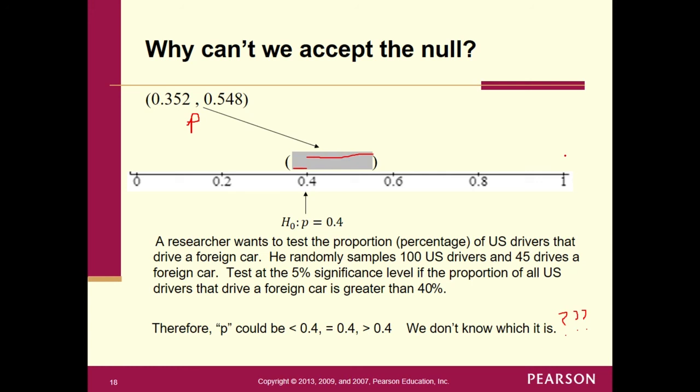Because our confidence interval is telling us, well, it could be a little bit less than 0.4, it could be greater than 0.4, it could be equal to 0.4. We don't know which one, okay? So that's why we do not accept the null. Basically, what it's saying here is that everything's still plausible, okay? It could be less than 0.4, equal, greater.